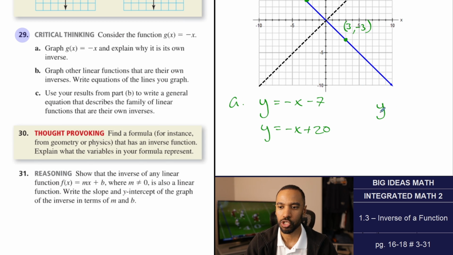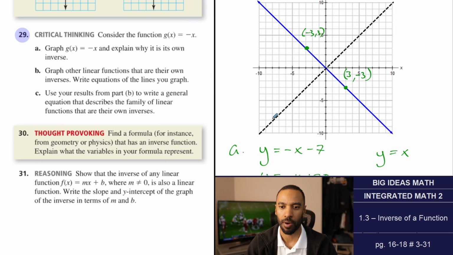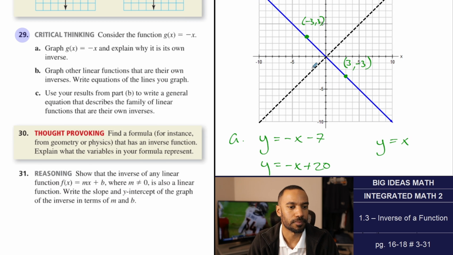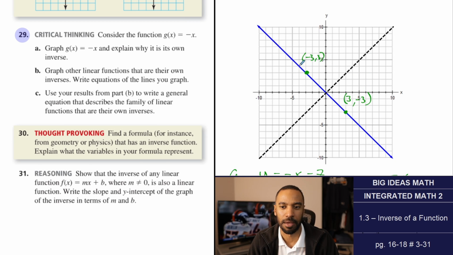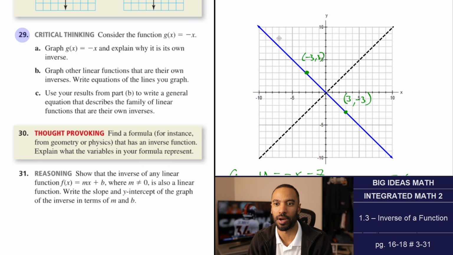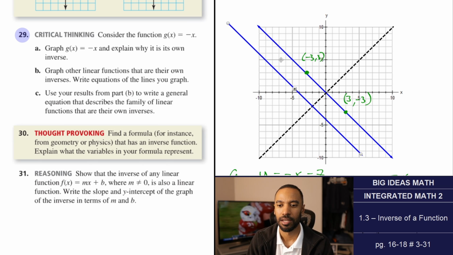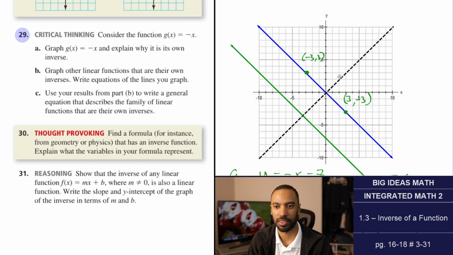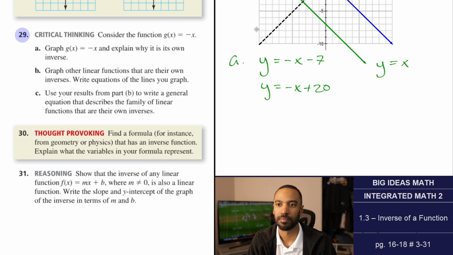And another one that would work is just y equals x. Literally being right on this line itself, y equals x, because that is the line that it reflects across. Those are a few. They said graph them. I can't graph the plus 20, but here would be -x minus 7. And the line y equals x is the black line right there. That's the idea. That was not part A, that was part B.